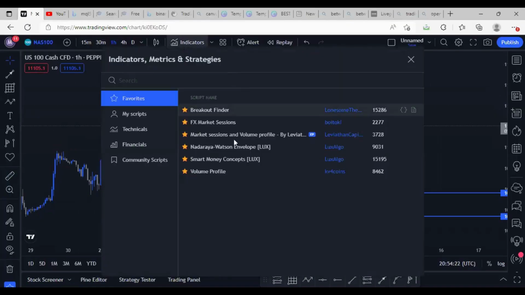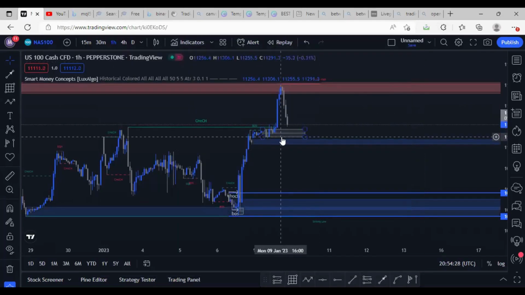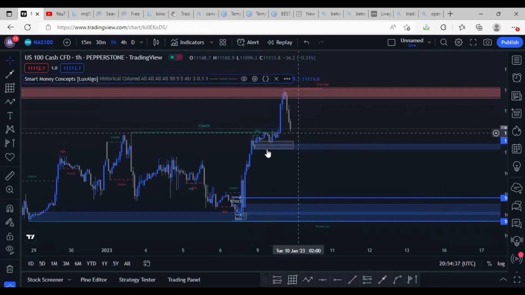Even if you trade the Lux Algo SMC, it might not draw that. The reason why this is a unique trade is because I tracked my volume profile too. As you can see, the Lux Algo just threw it a little bit below the order block that I analyzed.